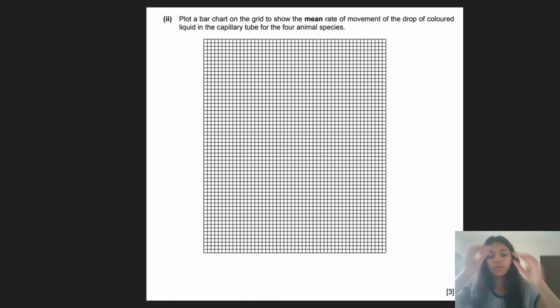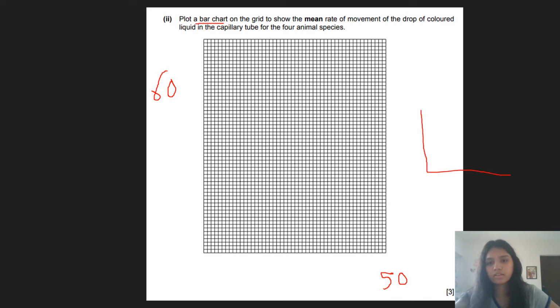Plot the bar chart to show the mean rate of movement of the drops of colored liquid in the capillary tube of the 4 animal species. Now this is really important because you cannot have awkward scales. I've already done this counting before. So the x-axis has around 50 small blocks and the y-axis has around 60, if I'm not mistaken; I calculated roughly from my screen. We have to draw a bar chart, which means there also has to be space between the bars. So it's going to look like this. I'm just going to draw it.